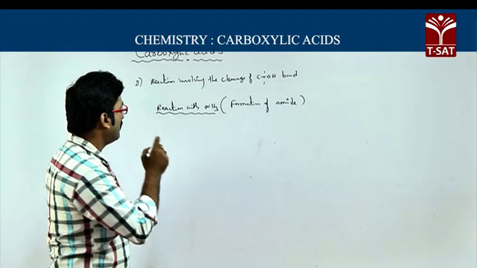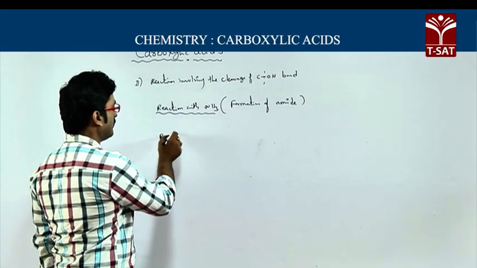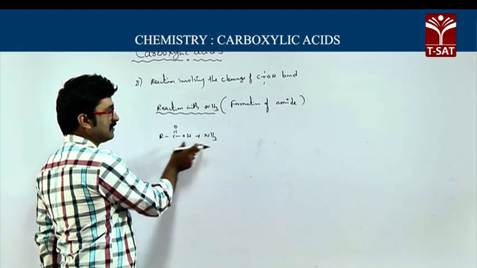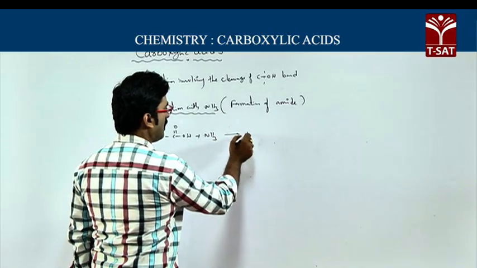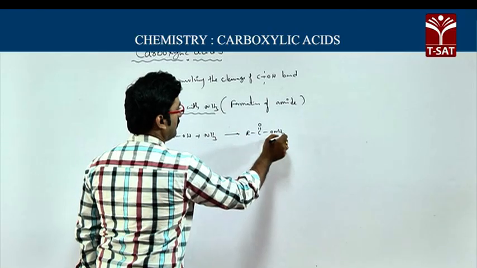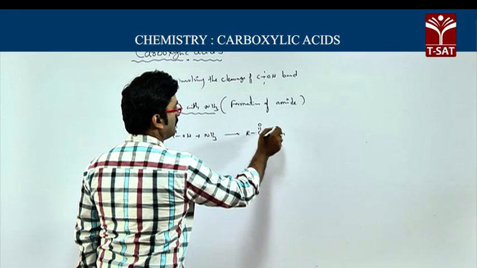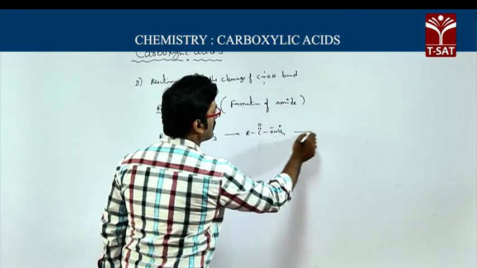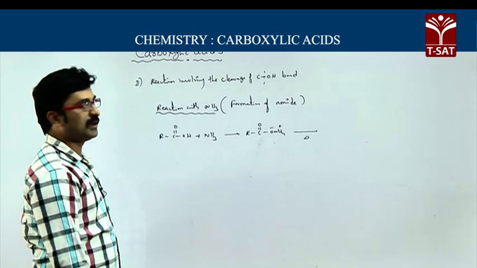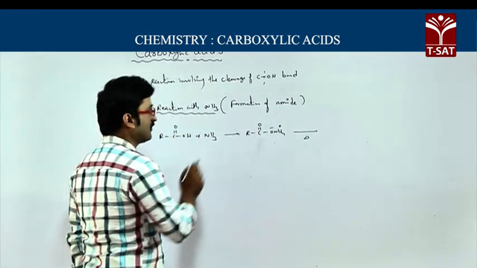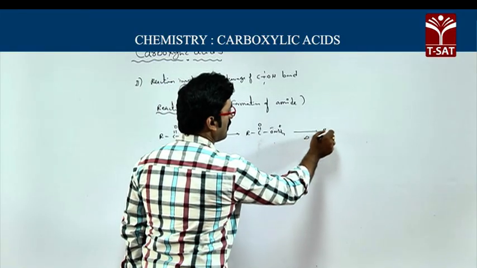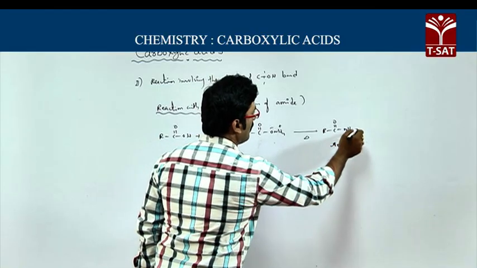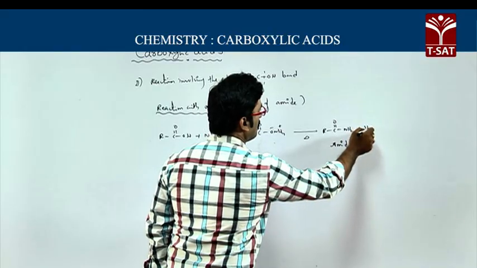Next, reaction with ammonia, or else you can write formation of amides. When carboxylic acids RC double bond OH react with ammonia, you know that carboxylic acids react with base and form a salt. You will get RC double bond O minus NH4 plus. You will get a salt, and when this ammonium salt of carboxylic acid is heated, you will get RC double bond O NH2, known as amides. Here it loses water.